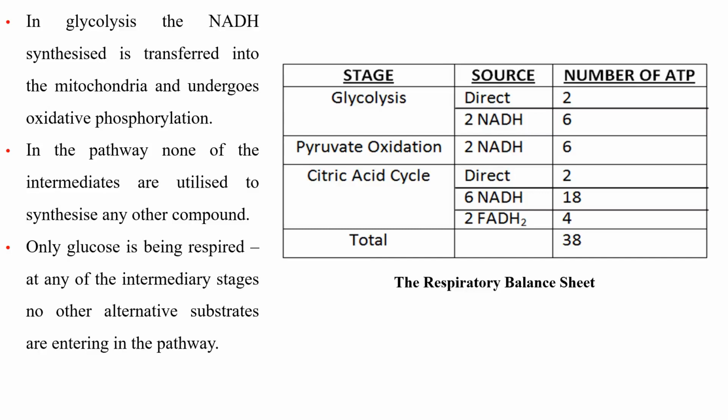The NADH synthesized in glycolysis is transferred into the mitochondria and undergoes oxidative phosphorylation. In the pathway, none of the intermediates are utilized to synthesize any other compound. Only glucose is being respired at any of the intermediary stages. No other alternative substrates are entering the pathway.